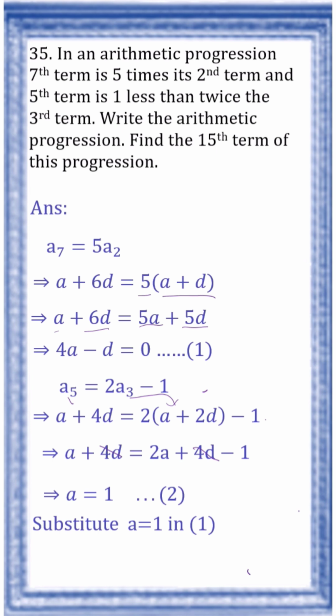Which is the first equation? This is the first equation. Instead of 4a, you have to put 4 into 1, that is equal to 4. Minus d is equal to 0. d is equal to 4. So now a is equal to 1, d is equal to 4.